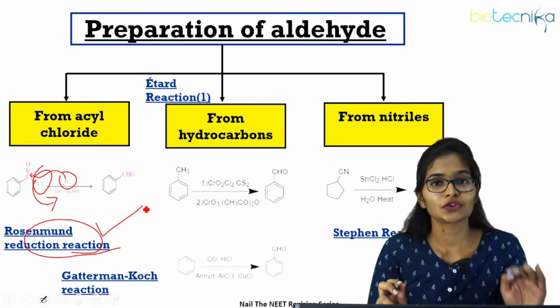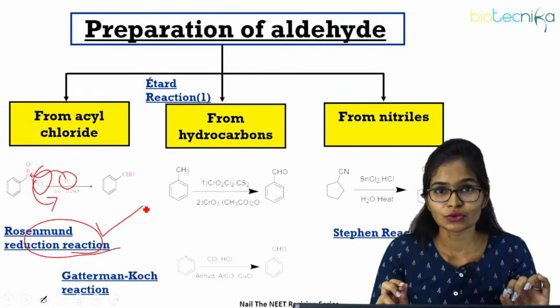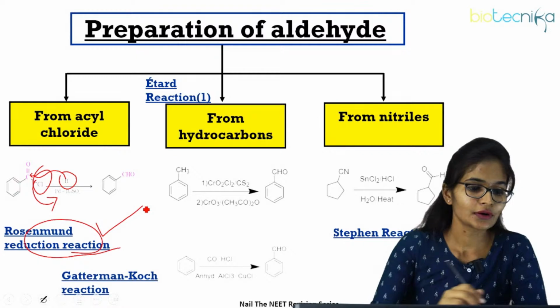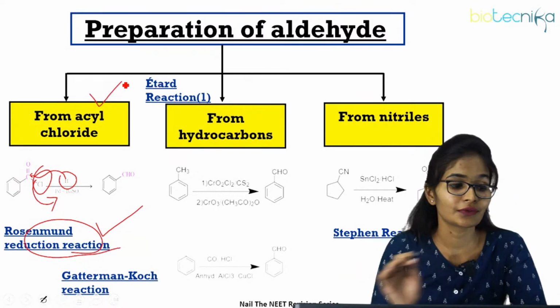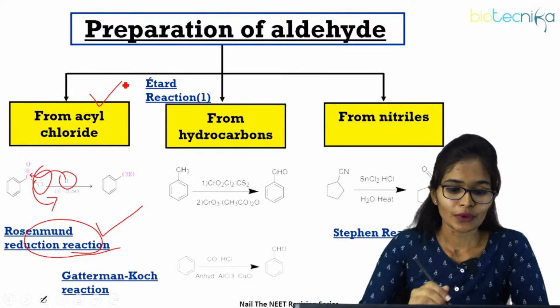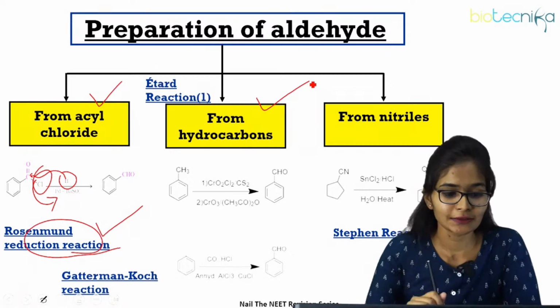In case of the Rosenmund reduction reaction, what is the reagent you are using? H2 over palladium in barium sulfate, right? This is the first, the preparation from acyl chloride. We are done with the preparation from acyl chloride. Now we have to move on to hydrocarbon. From hydrocarbon, you can see the easiest one.